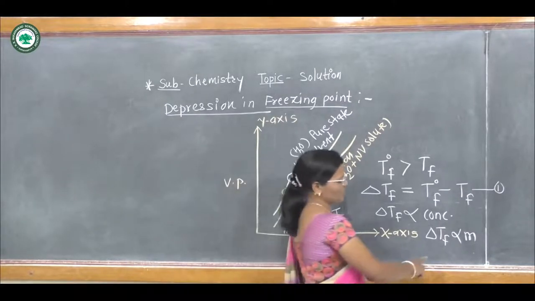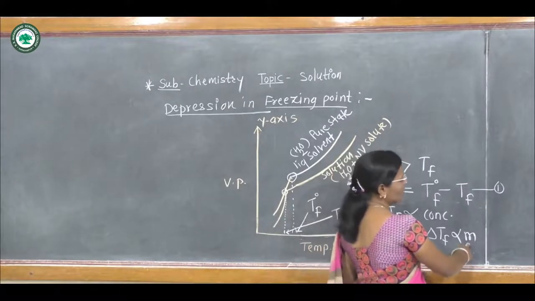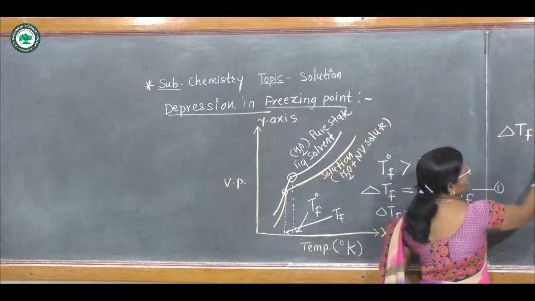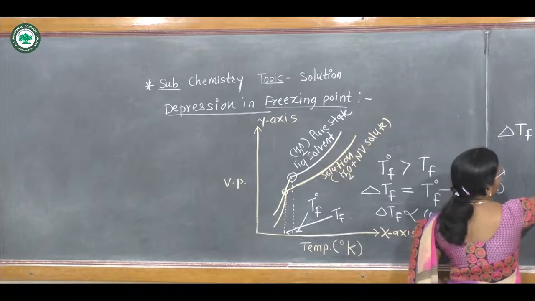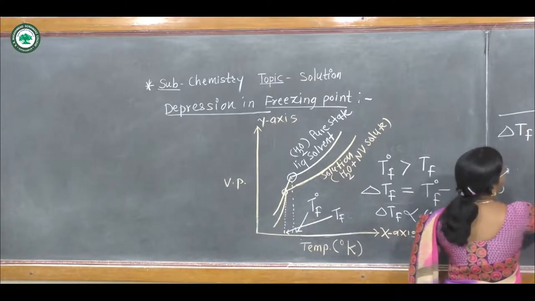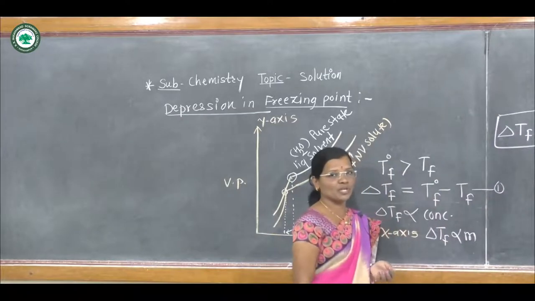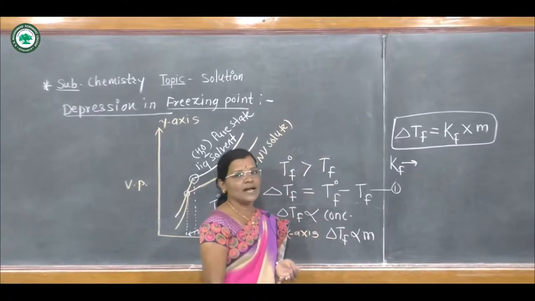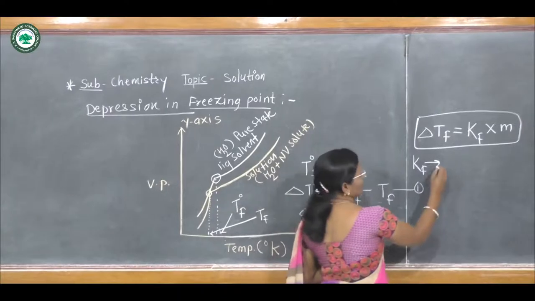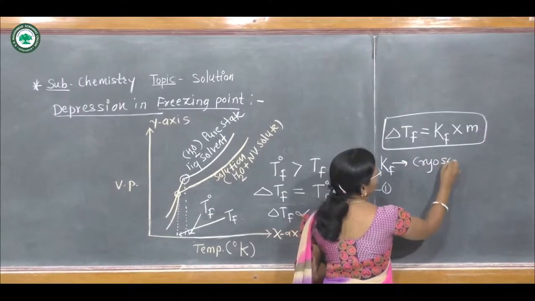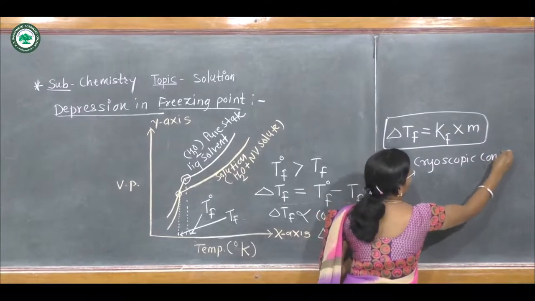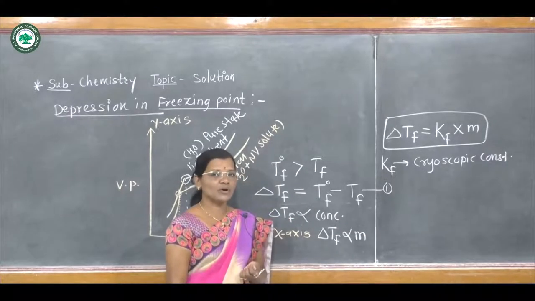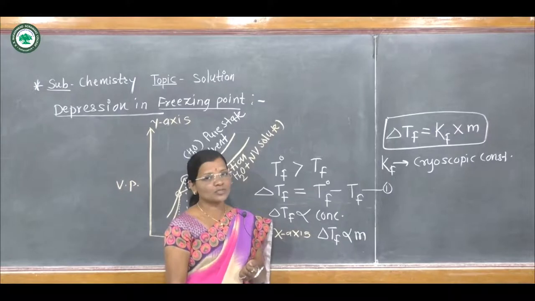And hence, from this equation delta Tf directly proportional to m, we can write delta Tf is equal to Kf, this is the proportionality constant, into molality of the solution, where Kf, the proportionality constant, is called the molar depression constant or cryoscopic constant.